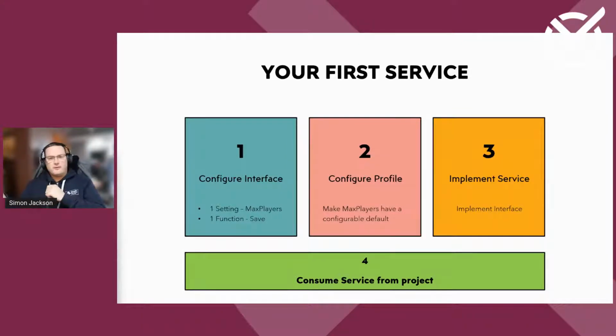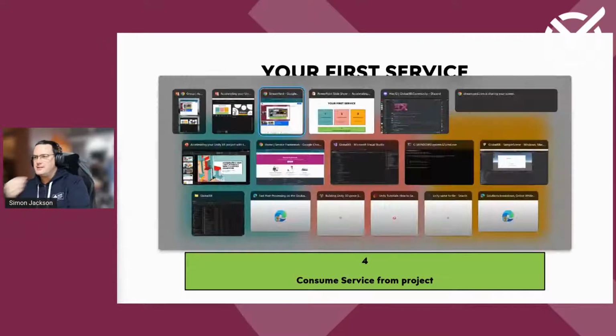We're going to create a profile with one value, so we can change at design time what the maximum number of players we have running. And we're also going to implement the actual service itself, making it so that it can manage those max player settings and also provide that function. And then we'll use it in the project, because we might as well use it since we built this thing. So if I switch over to Unity, he says, making a mess of the presentation. There we go. Where's Unity?